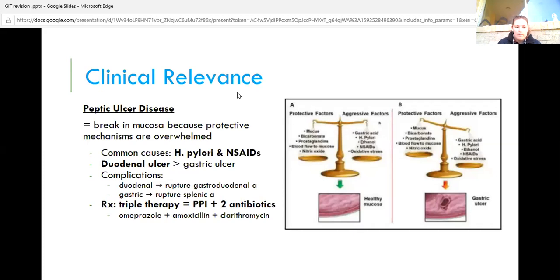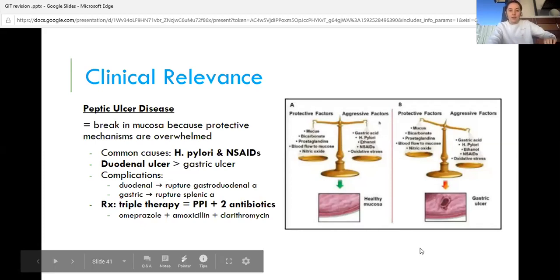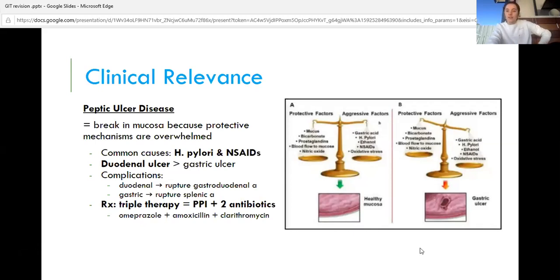clarithromycin. So I'd remember those 3, or any azole really. That just means it's a PPI. In this case, it also means other things, but omeprazole and then amoxicillin, clarithromycin. And also remember these specific arteries for the duodenal and gastric ulcer, because it might be a question.